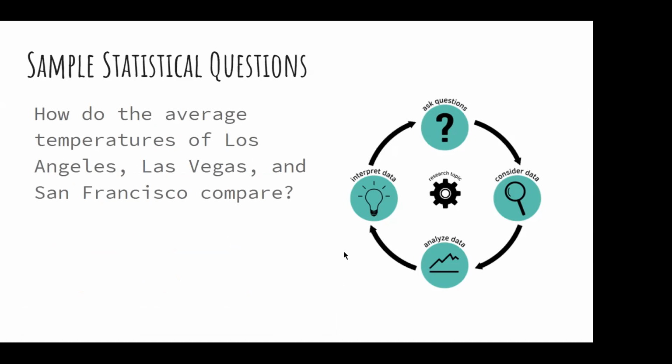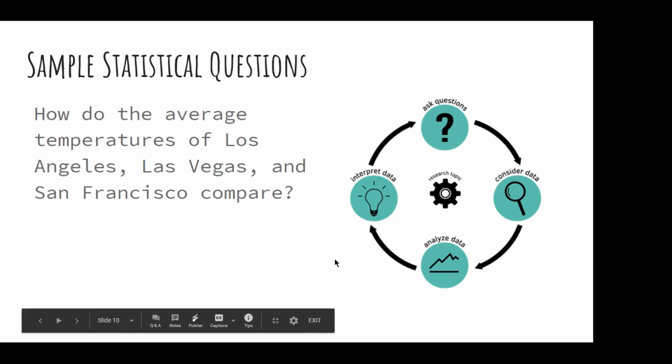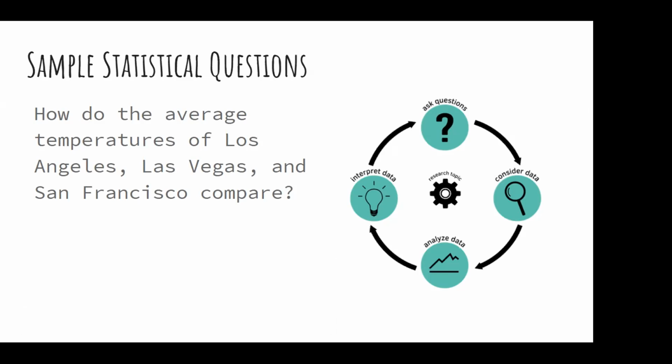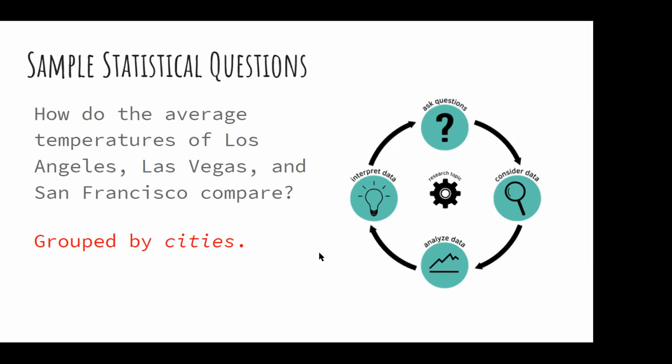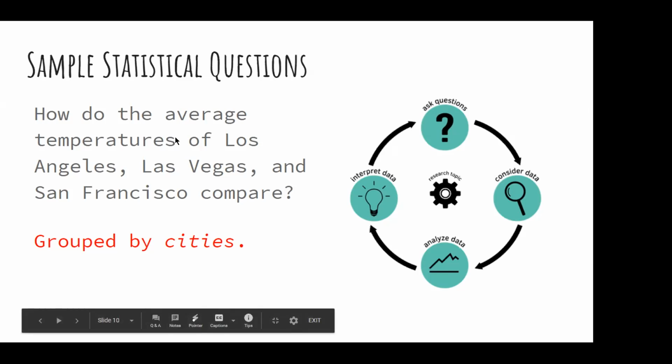It says, how do the average temperatures of Los Angeles, Las Vegas, and San Francisco compare? Okay. So what are we comparing here? What groups are we comparing? Temperatures and cities, yes. The group that we're comparing is our cities, Los Angeles, Las Vegas, San Francisco. Our main variable that we're comparing about them is the average temperatures.